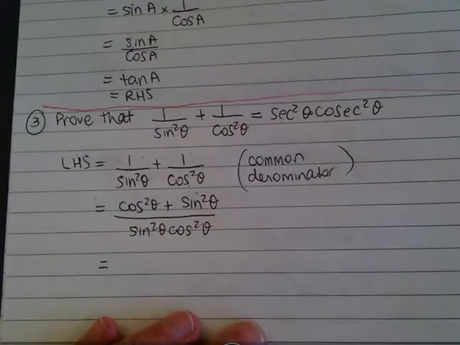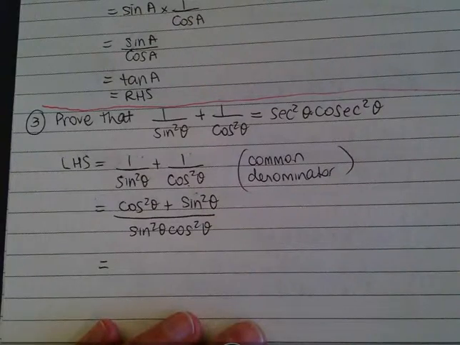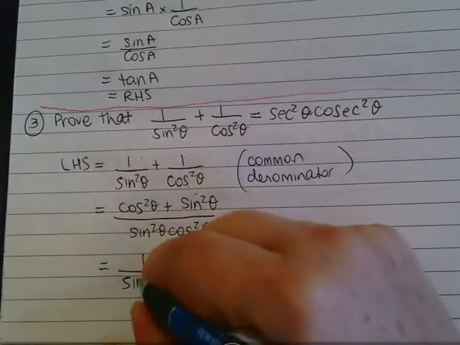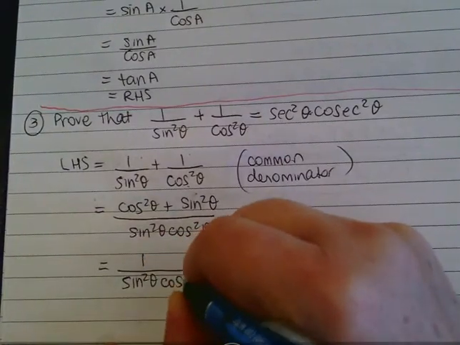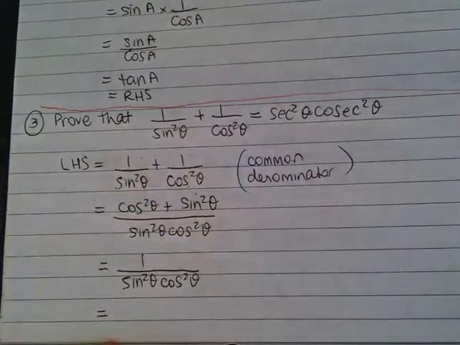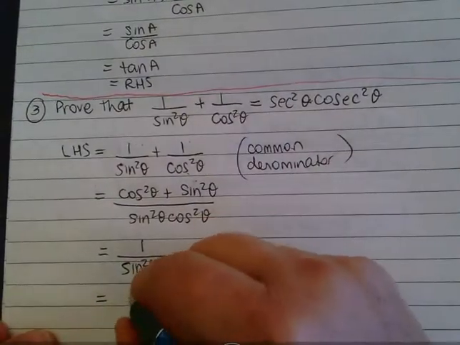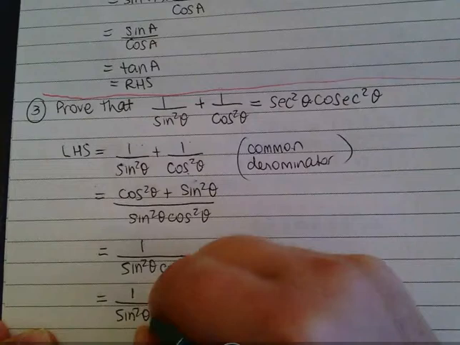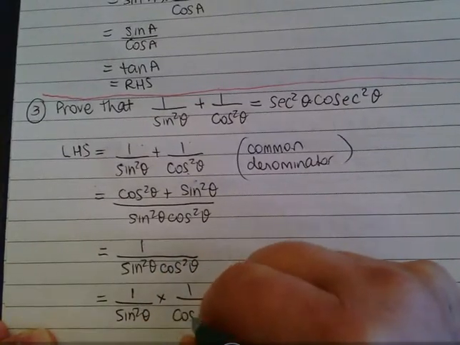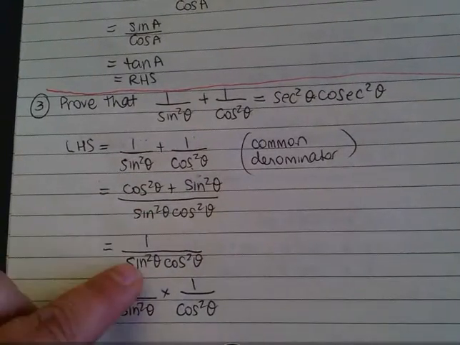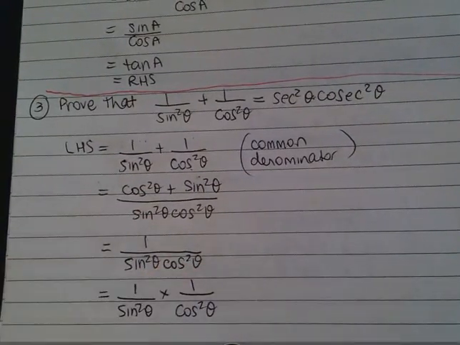What's cos squared theta plus sine squared theta? So I've got 1 over sine squared theta cos squared theta. You need the reciprocal of each. But what that means is 1 over sine squared theta times 1 over cos squared theta. Do you agree that 1 over all of that is 1 over sine squared theta times 1 on cos squared theta? Why am I breaking them up?